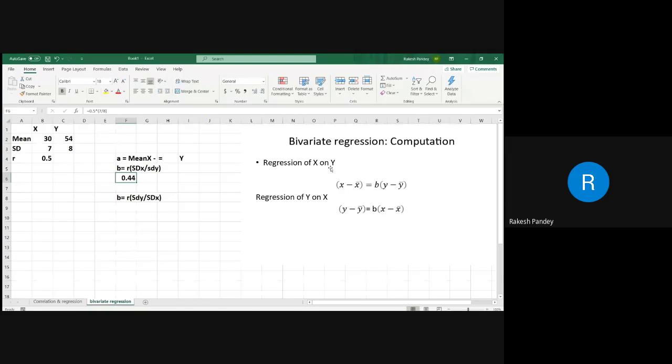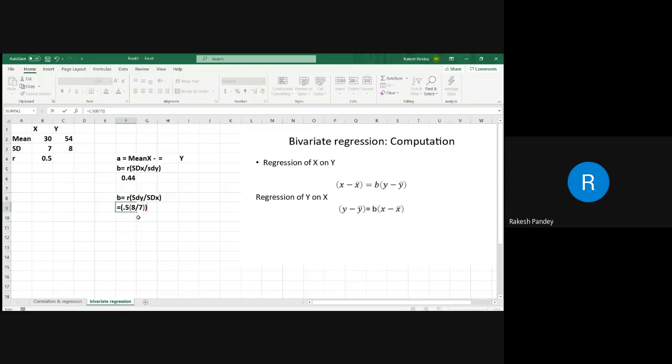And if you are computing regression of y on x, then b will be equal to... I think it is asking for some bracket. r is 0.5, then y is 8 divided by 7, bracket closed, bracket closed. Something is going wrong.